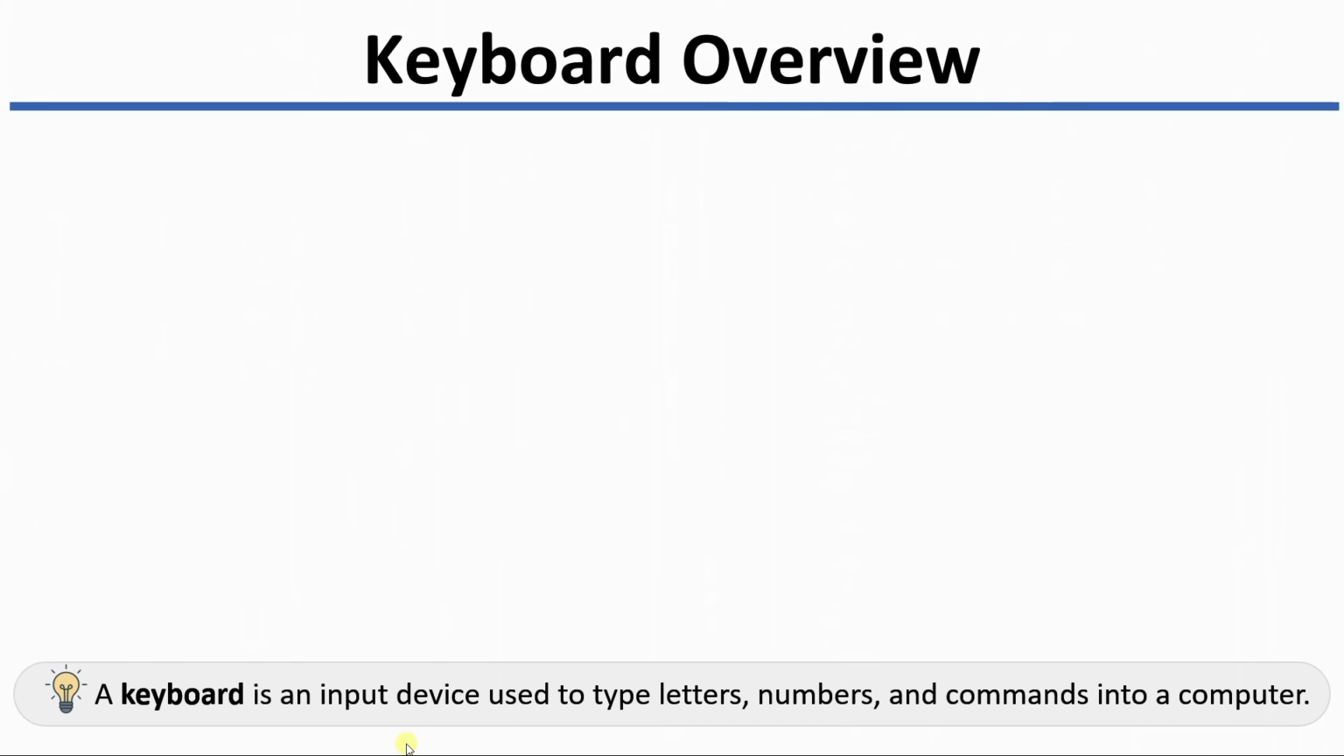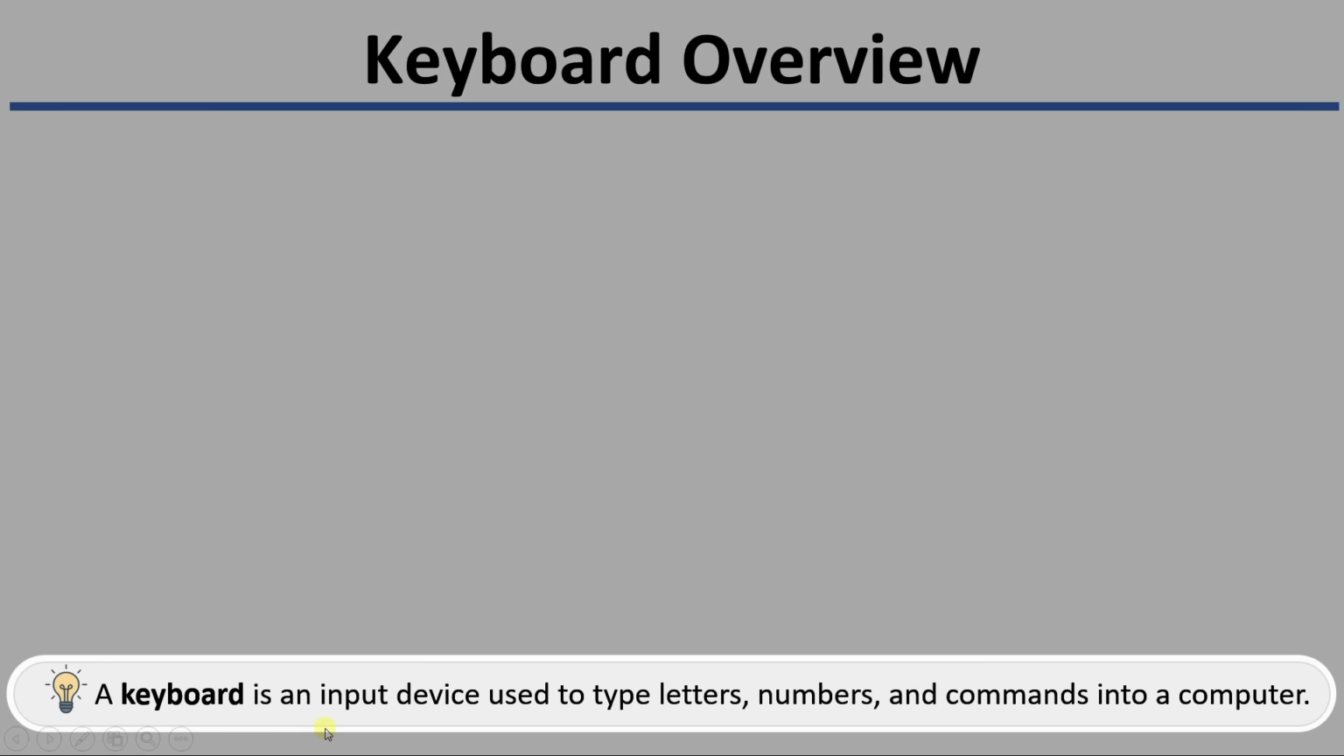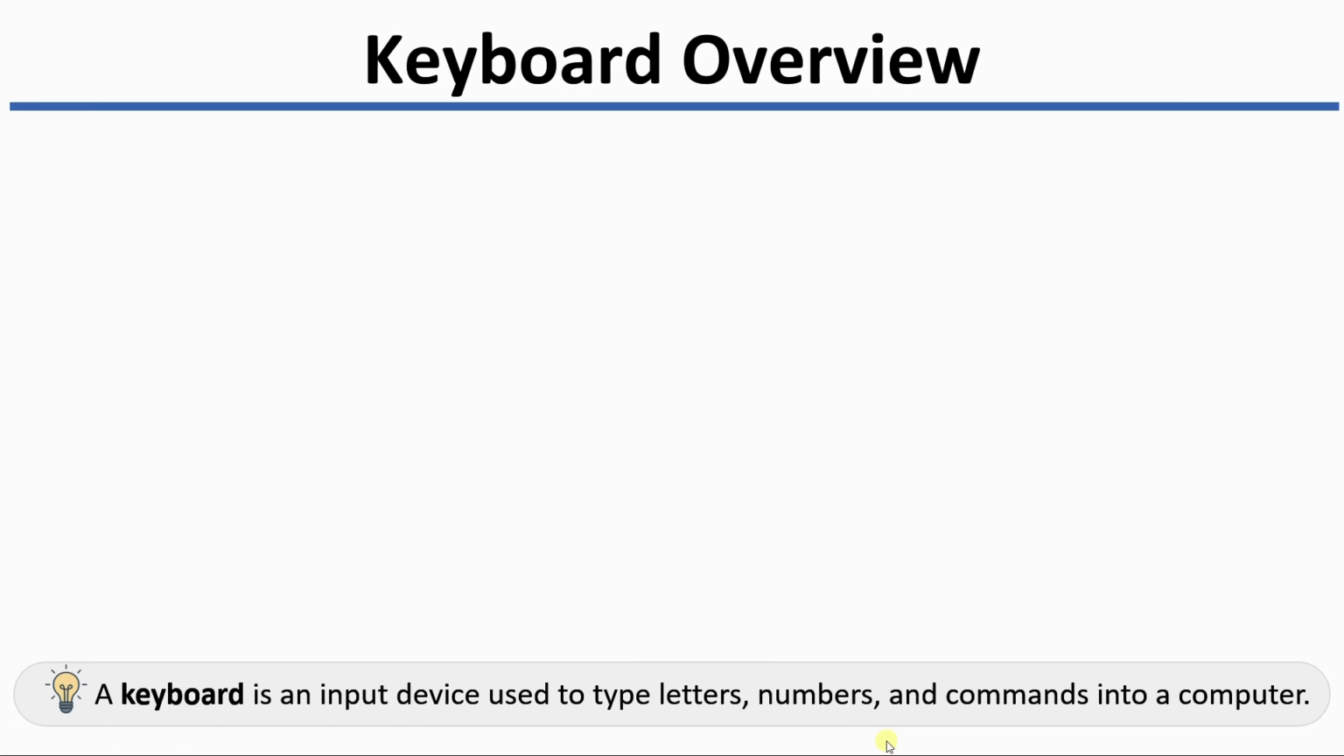Now, let's begin with a definition of a keyboard. Down here we can see a keyboard is an input device used to type letters, numbers, and commands to a computer. So, a keyboard is an input device and we use it to type letters, numbers, and to give commands to a computer. Very simple, right? But very powerful. Just as a pen helps you write on paper, the keyboard helps you write into the computer. Now, let's have a look at the keyboard.